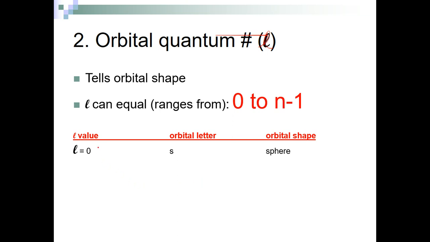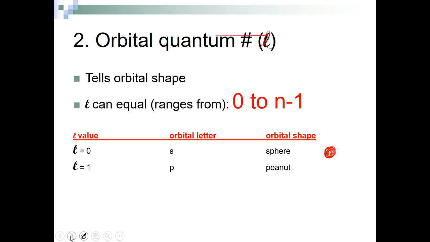The first value for L is 0. If L equals 0, that corresponds to an s orbital, always. Remember, the s orbital we learned is spherical. So S for spherical. If L ever equals 0, you're talking about a sphere-shaped orbital. Now, I've always remembered this value because if you trace a sphere, then you have a 0. That's the number you would have drawn.